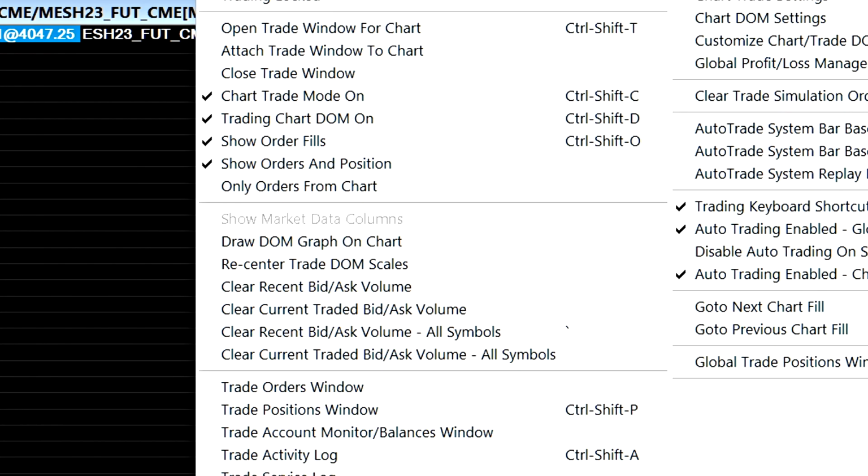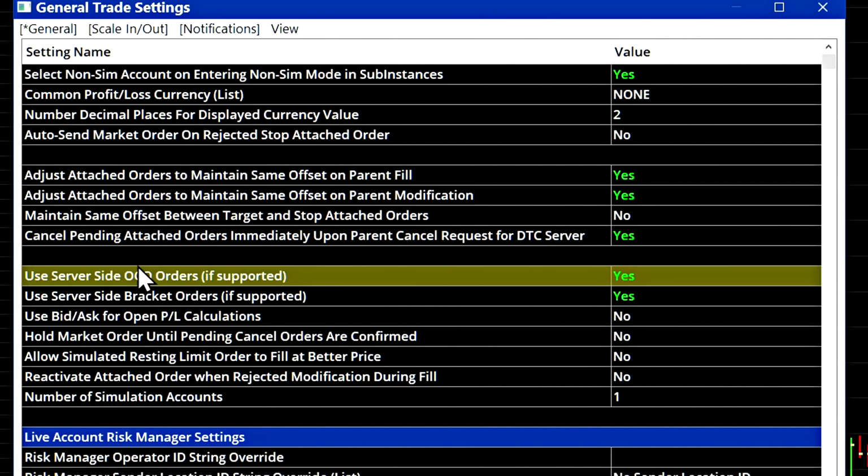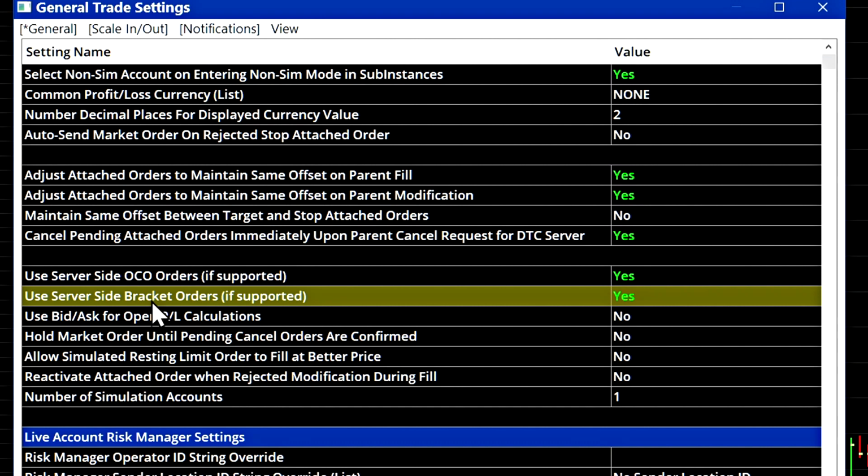All right, now if you go to Trade, then General Trade Settings, there's a setting here to enable the server-side bracket orders. Now, if you're on the Teton CME order routing service, these will always be enabled by default. You can't turn that off.